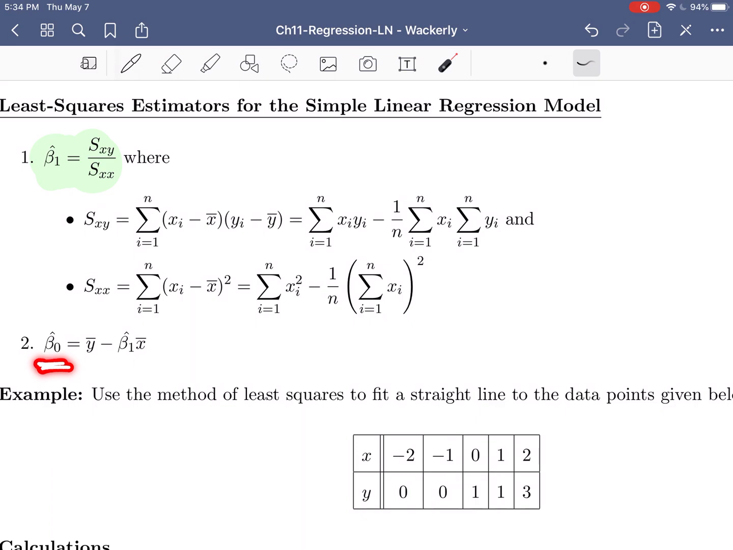For beta naught, we take the mean of all the y values minus whatever we found for our beta 1 hat up here, times the mean of all the x values.